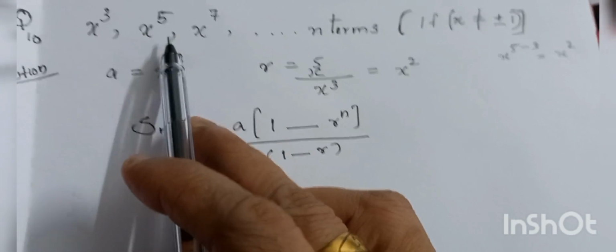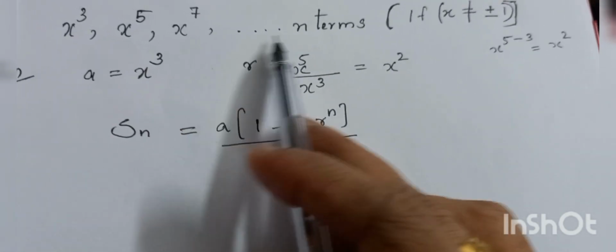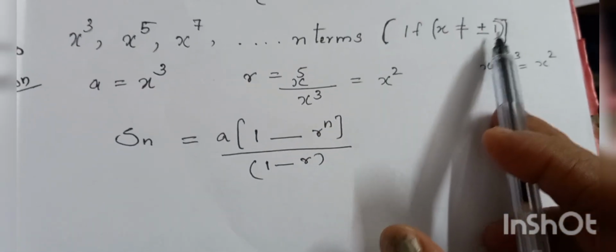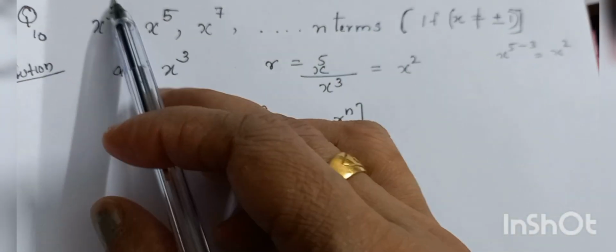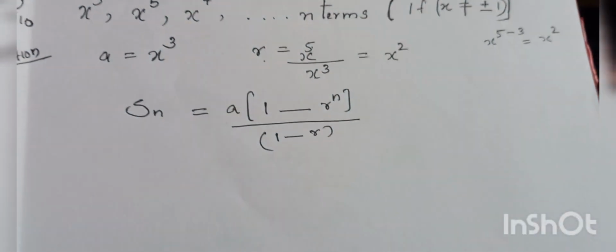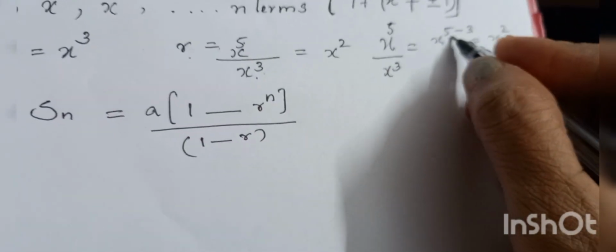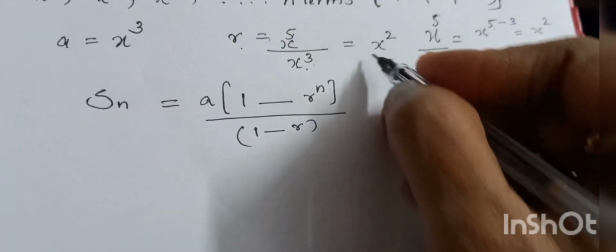Question 10, x cube comma x to the power 5, x to the power 7, etc. in terms of the condition it is given that x not equal to plus or minus 1, a is equal to what? X cube. What is r? R is equal to x raised to 5 divided by x raised to 3. A raised to m divided by a raised to n is equal to a raised to m minus n. So, x to the power 5 minus 3. X to the power 5 divided by x to the power 3 is equal to x to the power 5 minus 3, which is equal to x square. We get this.